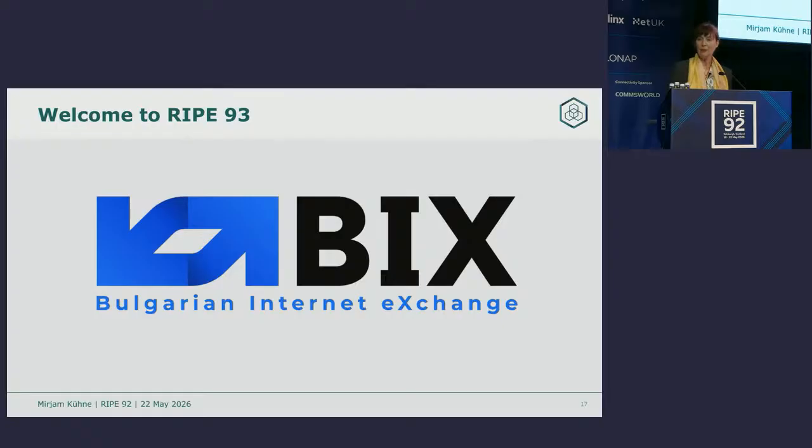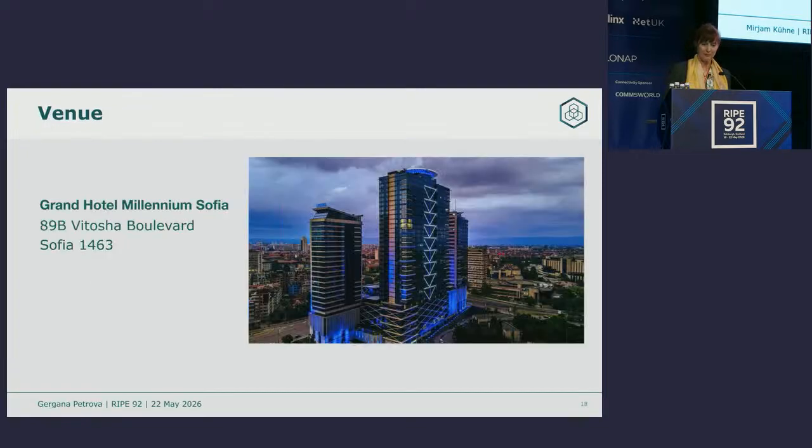And then we're coming to the part where we're actually welcoming the local host and telling you a little bit about the next meeting. The local host, which is actually the Bulgarian Internet Exchange, is going to host us next time at RIPE 93. Unfortunately, they're not here anymore. However, they have asked one of our Bulgarian colleagues to come up here and tell you a little bit about Bulgaria and what to expect. Okay, Gana, please come up.